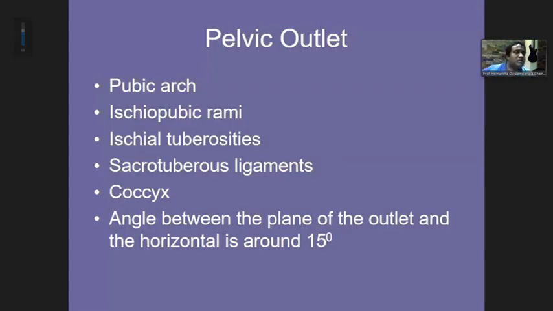Pelvic outlet contains the pubic arch, ischiopubic rami, ischial tuberosities, sacrotuberous ligament, and the coccyx. And the angle between the plane of the outlet and the horizontal is about 15 degrees. Remember all these can be MCQs. Outlet lies 15 degrees to the horizontal plane is the correct answer.